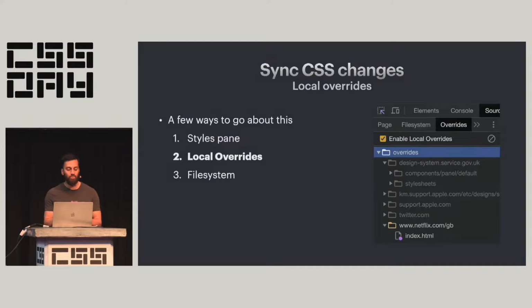Anyway, moving on, this feature is called Local Overrides. You go to the Sources panel, you enable the Overrides feature, and then you give it a folder on your desktop. For example, a folder in your Downloads folder.